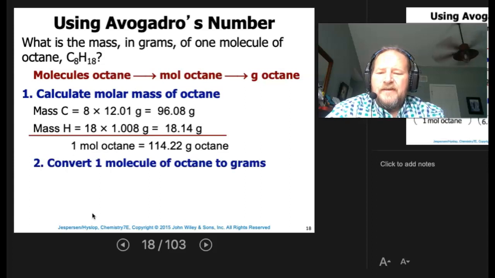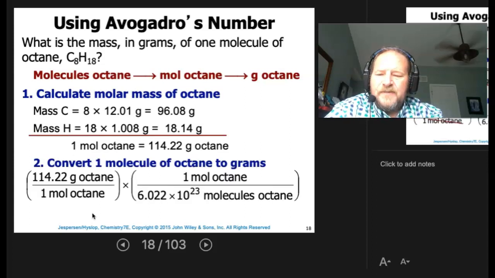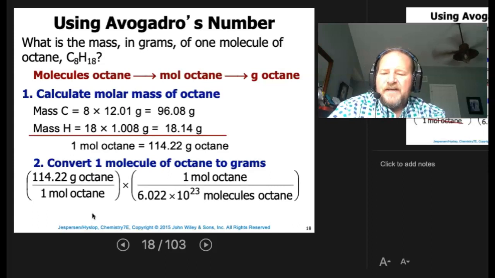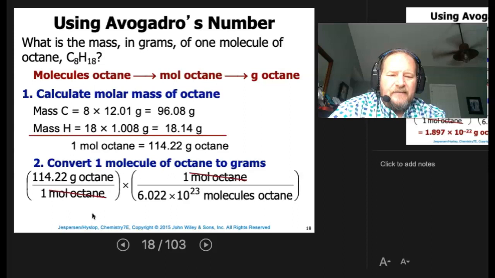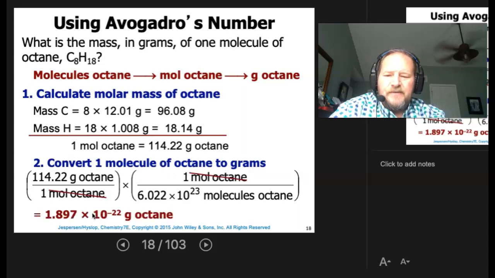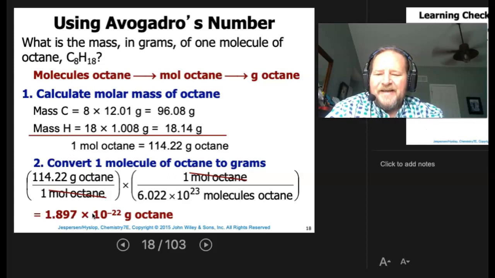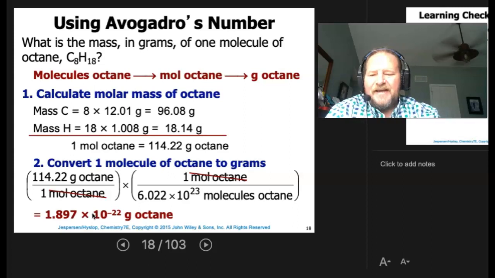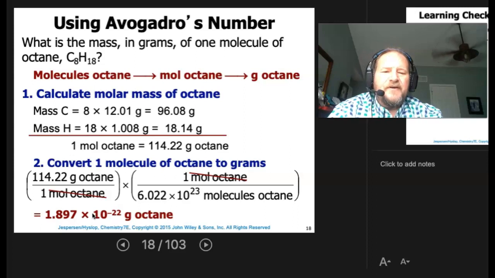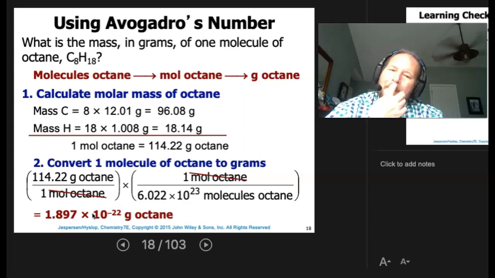So the next thing I'm going to do is convert one molecule of octane into grams. So 114 grams of octane per 1 mole times 1 mole of octane over the molecules. Moles of octane will cancel out. I now have a relationship between mass and molecules. So 1.897 times 10 to the negative 22 grams for each molecule of octane.